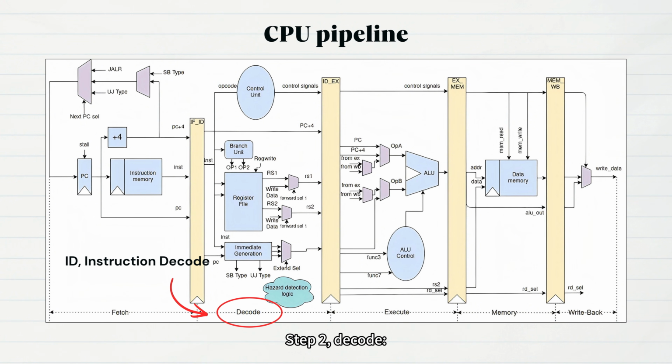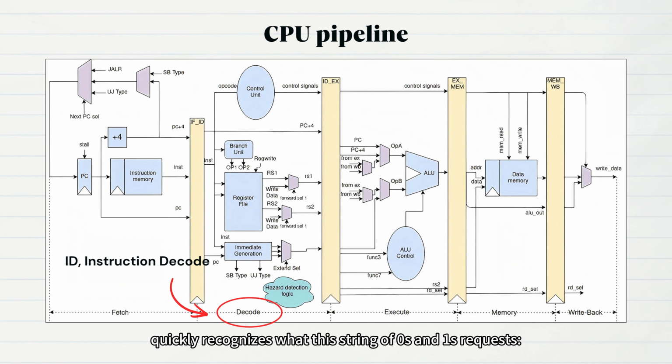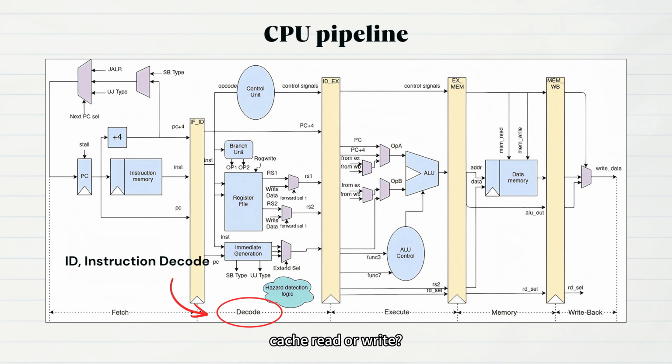Step 2. Decode. The CPU's built-in dedicated hardware decoding circuit quickly recognizes what this string of 0s and 1s requests. Is it moving data, arithmetic operation, address jump, cache read or write? There's no thinking or logic judgment throughout, only matching fixed hardware actions.